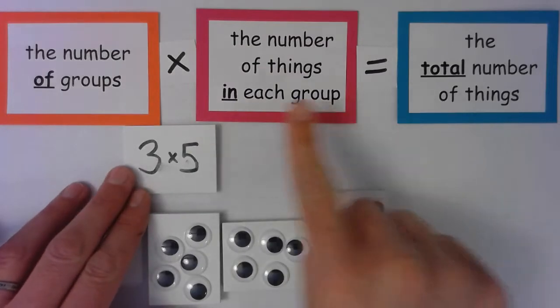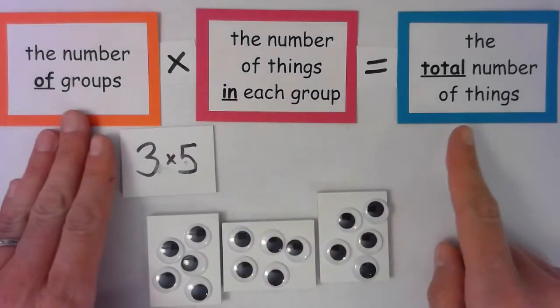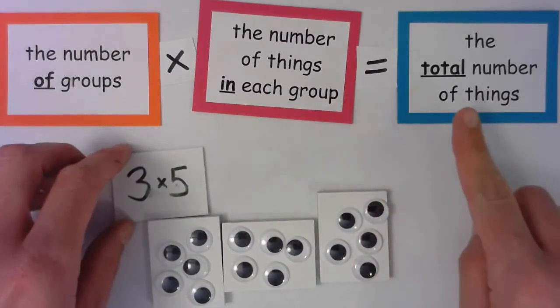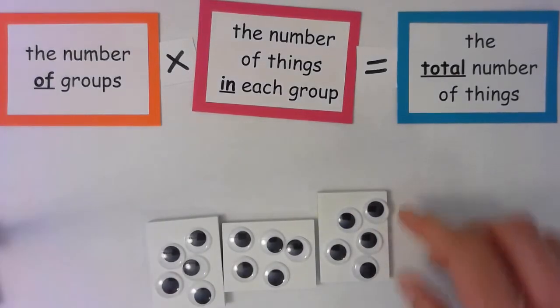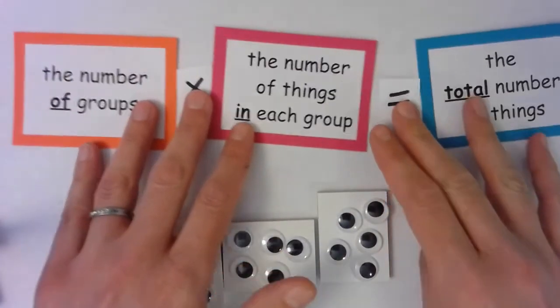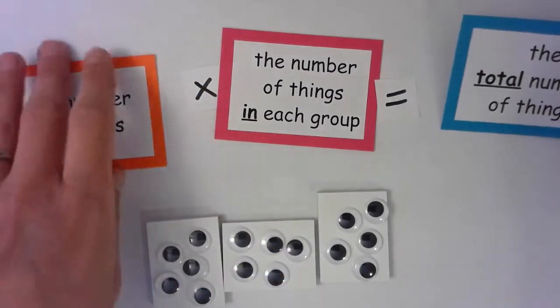Now let's look at division. In division, we have these same 3 categories. We have a number of groups, a number of things in each group, and the total number of things. But for division, we're going to change the order around a little bit.